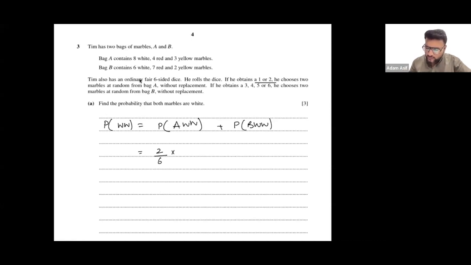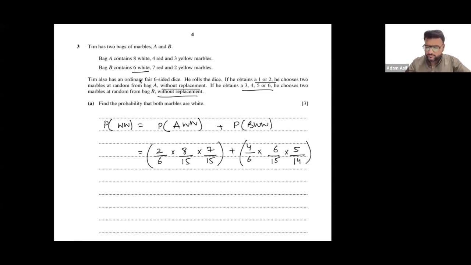Then he is selecting white marbles. There are 8 white marbles and the total is 15. And this is being done without replacement. So the next white marble he's going to pick from bag A will have a probability of 7 upon 15. For bag B, the probability of choosing bag B is 4 out of 6. There are 6 white marbles out of 15. And this is also being done without replacement. So 5 out of 14.